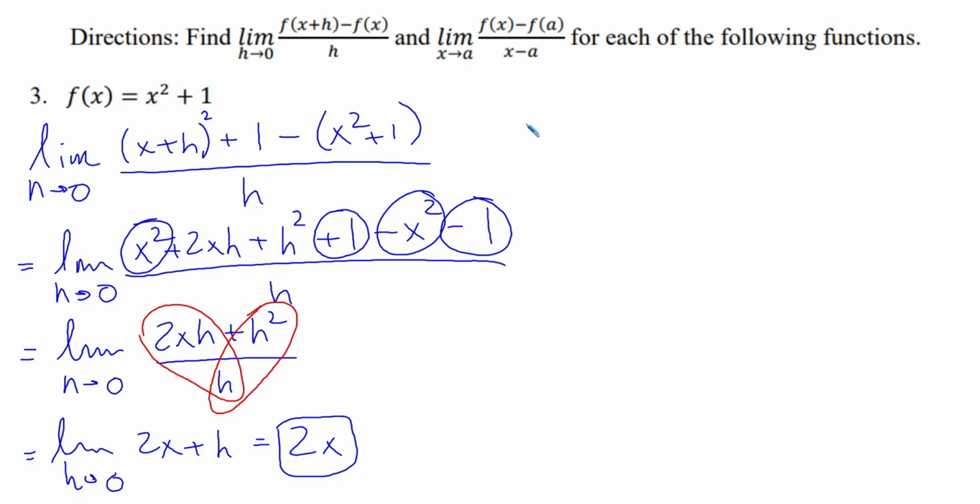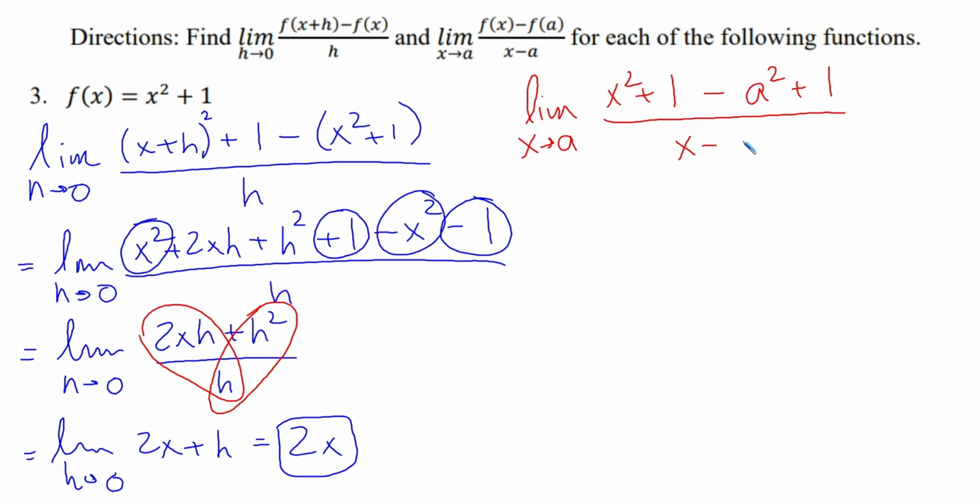To do the other limit, we'll start with the limit as x approaches a of f of x, so x squared plus 1, minus f of a, which will just be a squared plus 1, all over x minus a. And we'll see by the time we get to the end of this one, we're going to get the same expression that we got with the blue one with f of x plus h, except it's going to be in terms of a instead of in terms of x. So we'll see the plus, oops, I gotta make sure I put that in parentheses there.